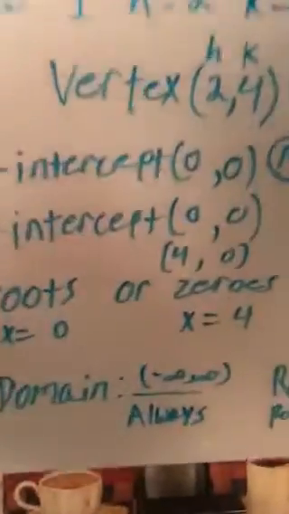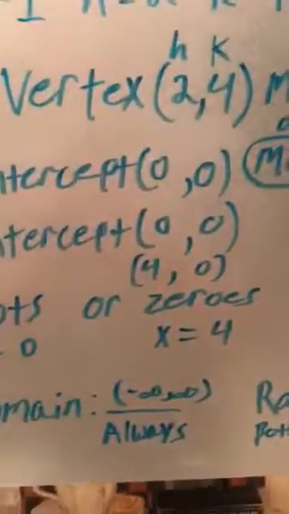And the roots are going to be basically the same thing. It's where it crosses, and that's (0, 0) and (4, 0) for the x-intercepts.